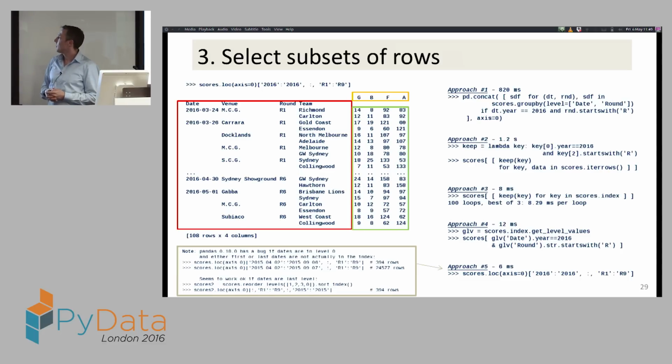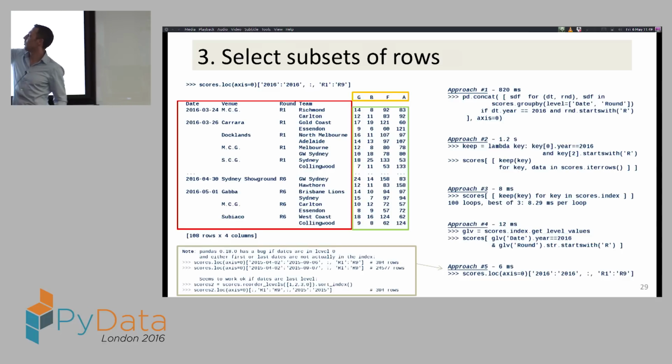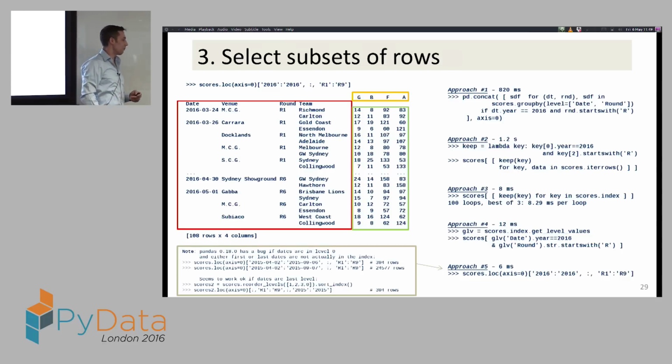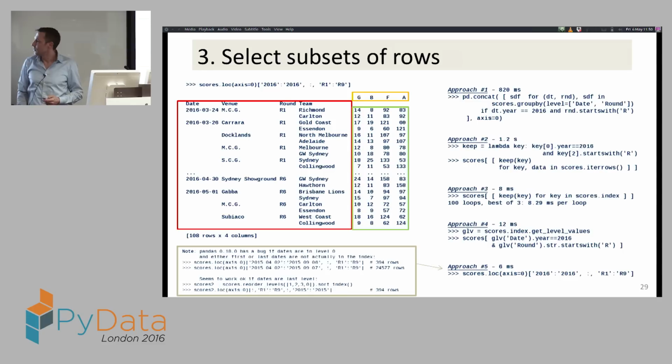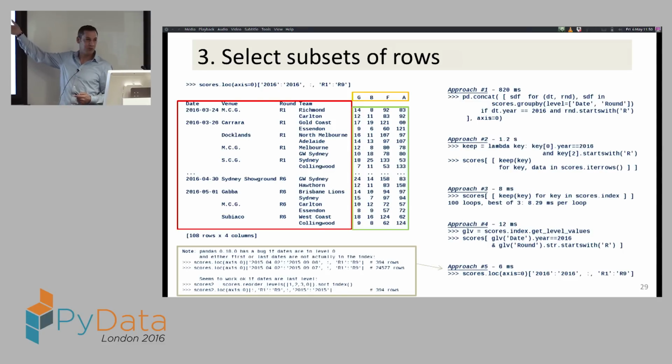Now, one way we might do it is say we use GroupBy to... sorry, in this case what we want to say is for our ladder we want to take the 2016 games and we want to take the rounds that were the normal round robin and not the semi-final or grand final. So we want a selection logic like that. One way to do it might be to group by, iterate over the table, pick out the ones we want, and then concatenate them together. That takes nearly a second.